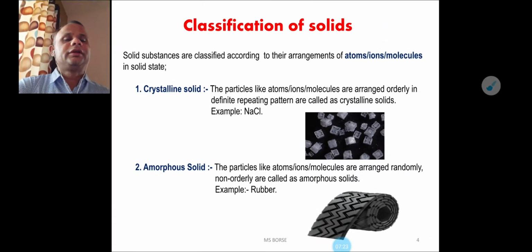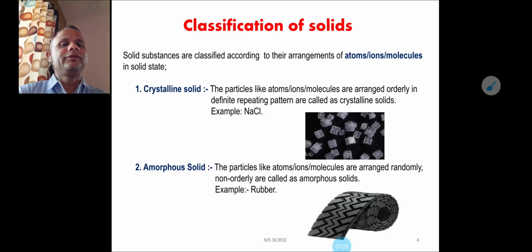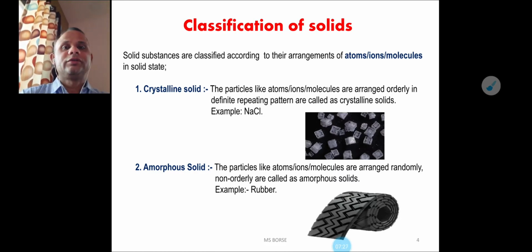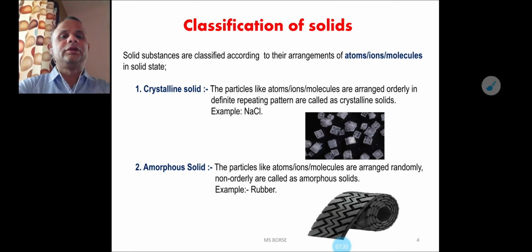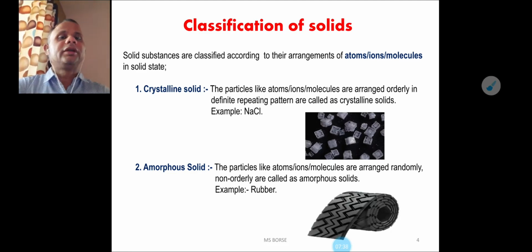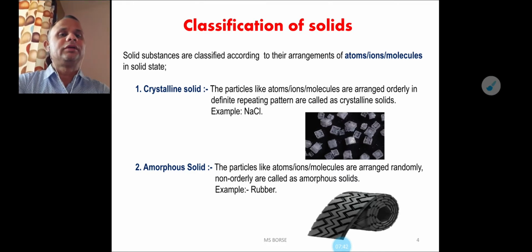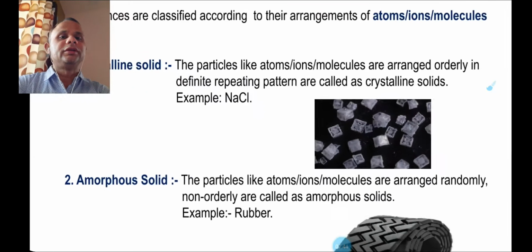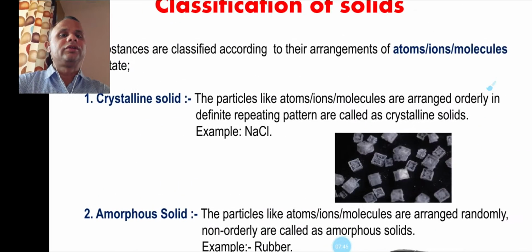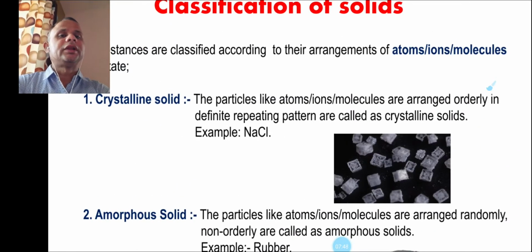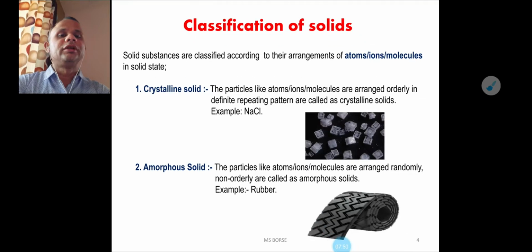Here our interest is in crystalline solids. In amorphous solids, there is not much interest because there is no repeating or definite arrangement of the atoms or molecules in the solid form. That's why we are interested in studying crystalline solids, because we get a specific type of geometry. There is not much interest in studying amorphous solids.